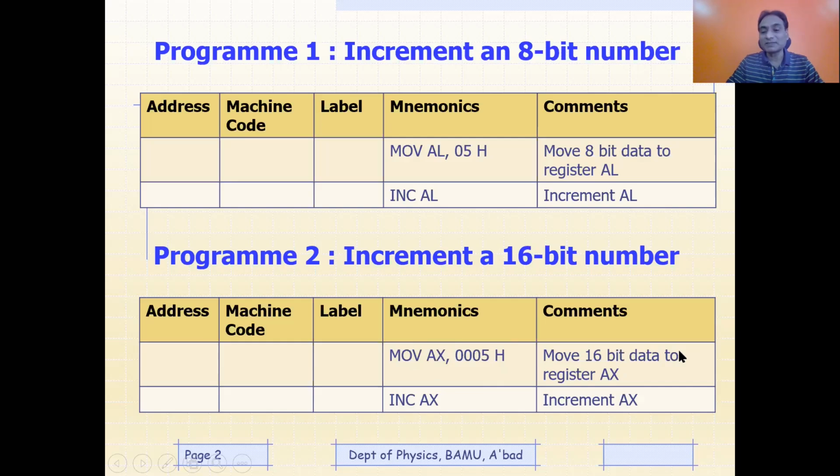So move this 16-bit data to register AX. The next instruction would be INC AX. Instead of AL, now it is AX, because we would like to increment a 16-bit number, so we have chosen a 16-bit register. So this is another program which will increment the 16-bit number. That's it.